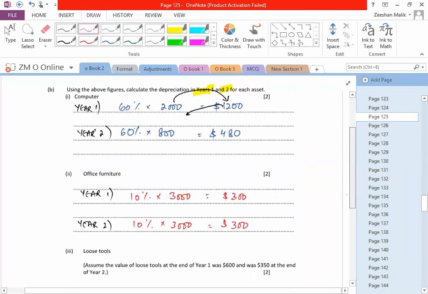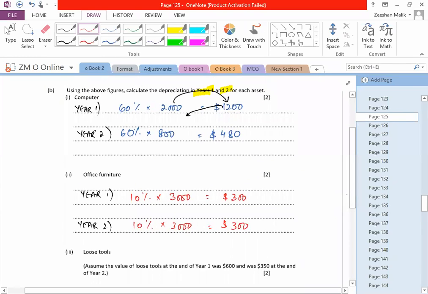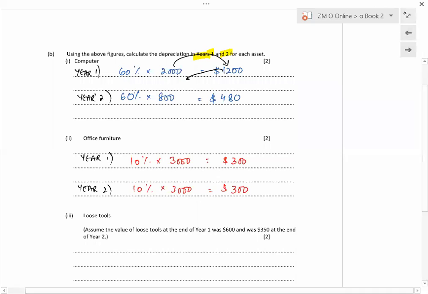Kindly compare the difference. Reducing balance method, amount of depreciation is reduced, applied on reduced value, whereas for office furniture, percentage is applied on cost each year on the same value, same results. Let's try for the next one.